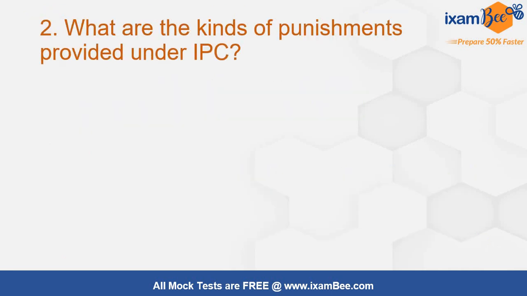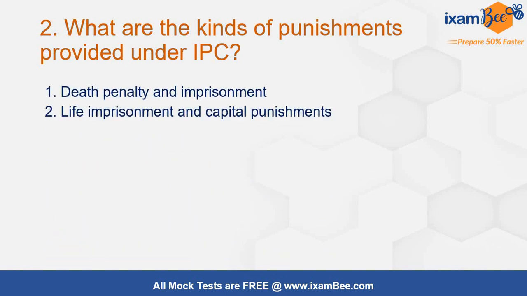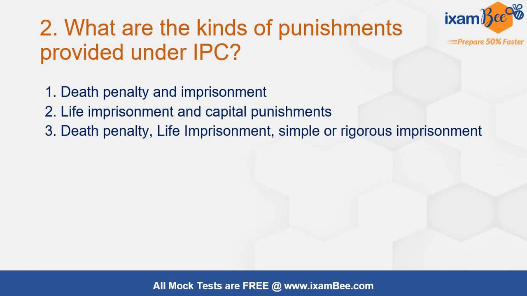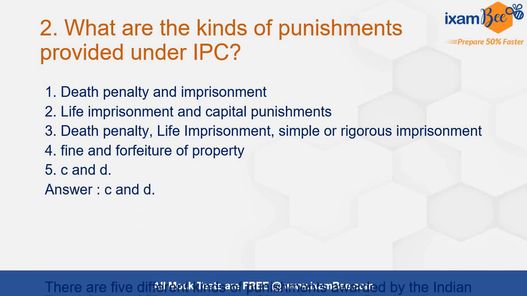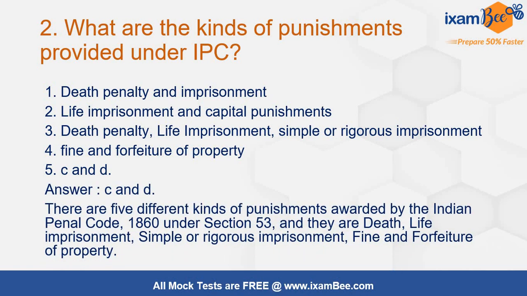Next question: what are the kinds of punishments provided under IPC? A, death penalty, imprisonment, life imprisonment; B, capital punishment; C, death penalty, life imprisonment, simple or rigorous imprisonment, fine, forfeiture of property; D. Options: C and D. And the answer is C and D. There are 5 different kinds of punishments that are awarded by the IPC under section 53, and they are death, life imprisonment, simple or rigorous imprisonment, fine and forfeiture of property.